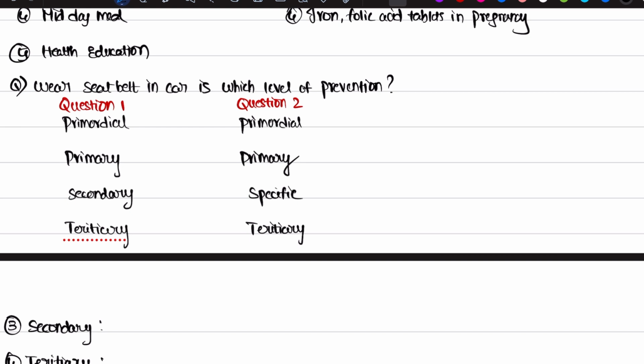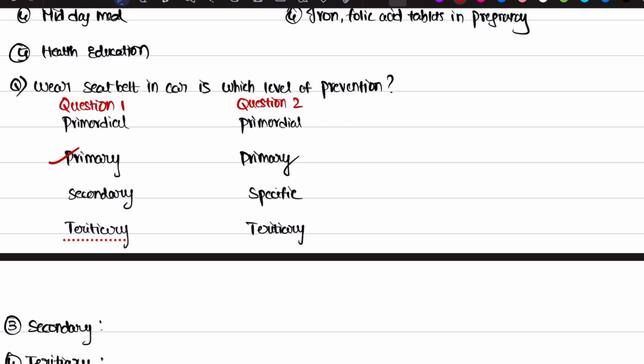Wear seat belt in the car is which level of prevention? Yes, I hope everyone answered this correctly. It comes under primary level of prevention. So why does this come under the primary level of prevention? We are wearing the seat belt because we already have a risk factor of accident. So here the risk factor is already present. That's why it comes under the primary level of prevention.